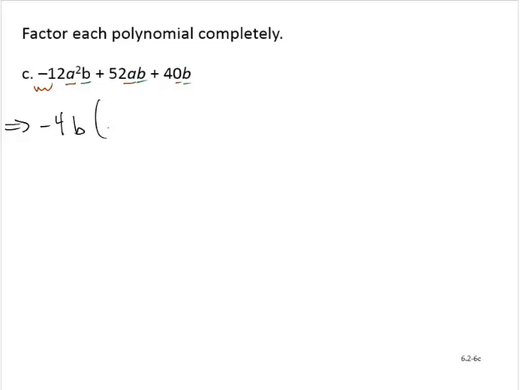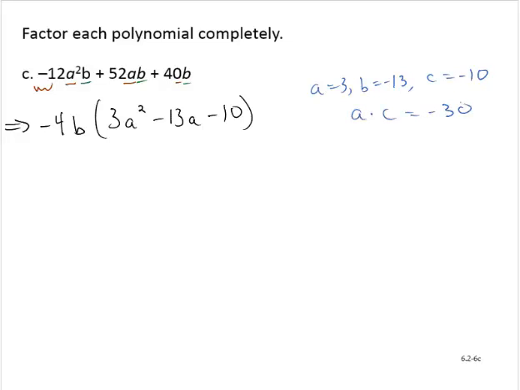4b times, then I would have 3a squared, a negative 13a, and a negative 10. Now you could check this step by applying the distributive property to make sure that this is valid. So now I have 3a squared minus 13a minus 10, and I'm going to use the AC method, with a equal to 3, b equal to negative 13, and c equal to negative 10. So a times c is negative 30.